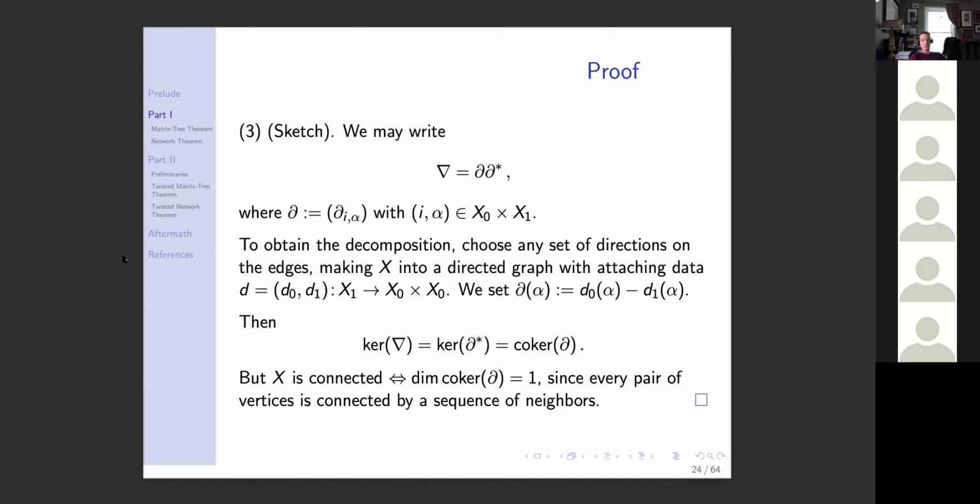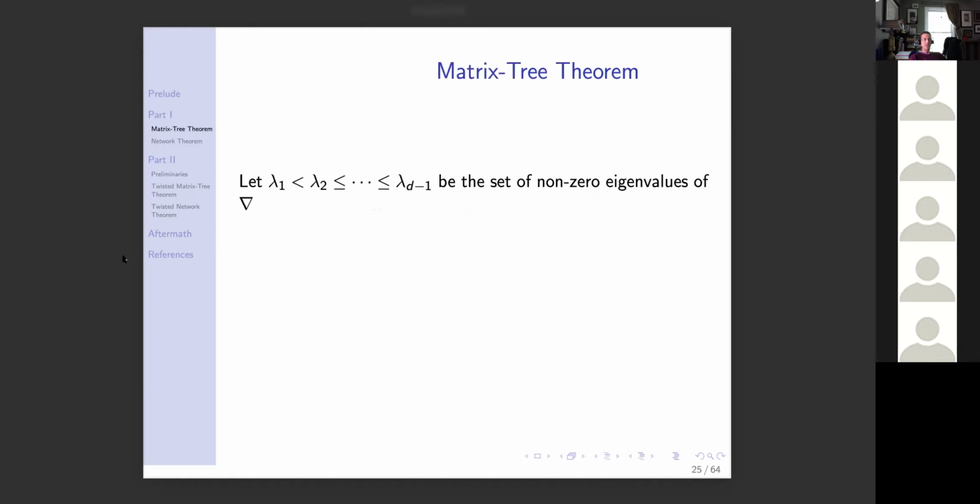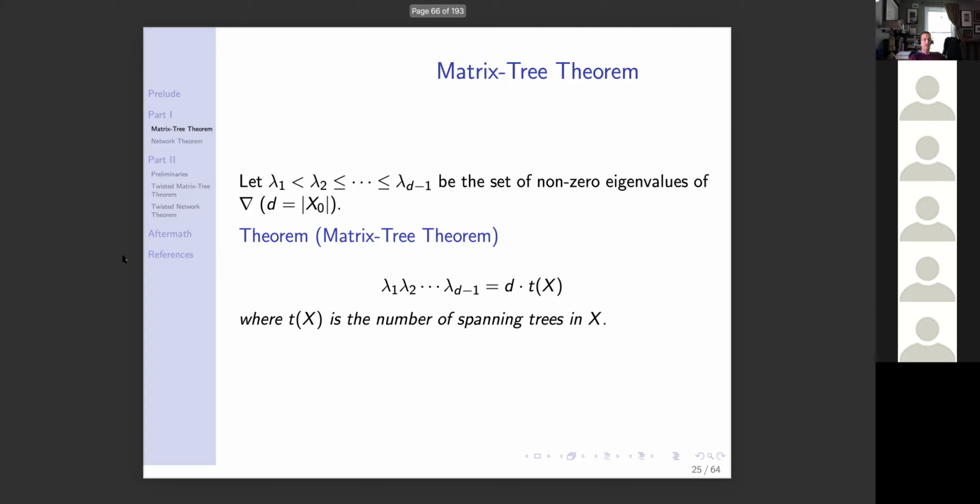Okay, so this is really just classical linear algebra. There's nothing deep here. Now let me state the matrix tree theorem, the first statement of it that one might read when going to the literature. Suppose you look at all the non-zero eigenvalues, and there should be less than or equal to, there's a typo there, for lambda 1 and lambda 2. So let's look at the set of non-zero eigenvalues of the Laplacian and take the product. Then that's equal to d times t of X, where t of X is the number of spanning trees in X.